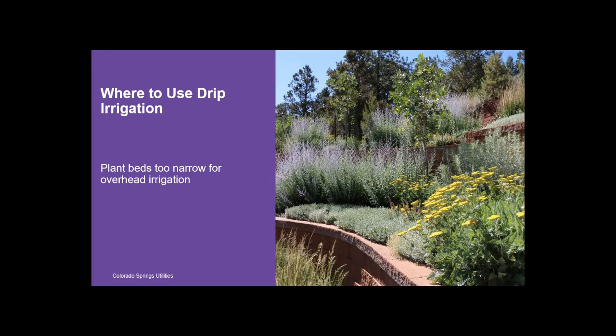Another place to use drip irrigation is in this terraced area behind a retaining wall. Maybe that planting bed space is 3 feet or less, so it's extremely difficult to irrigate that with overhead irrigation. This would be an excellent opportunity to use drip irrigation, and also because of the height of these plants. If you had a pop-up head here or overhead irrigation, this shrub would likely block or obstruct that spray pattern, making it very inefficient.